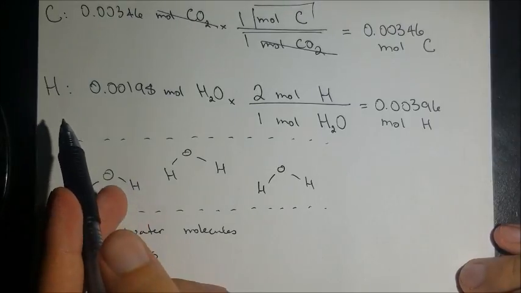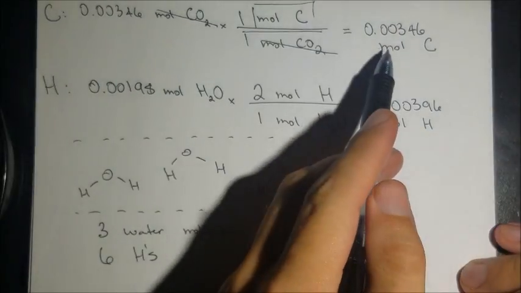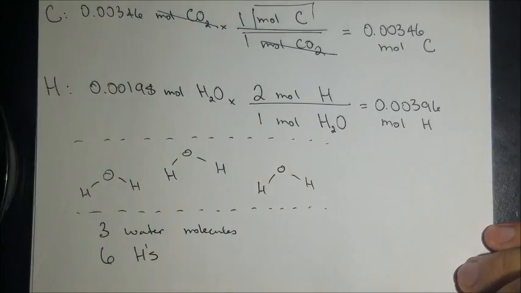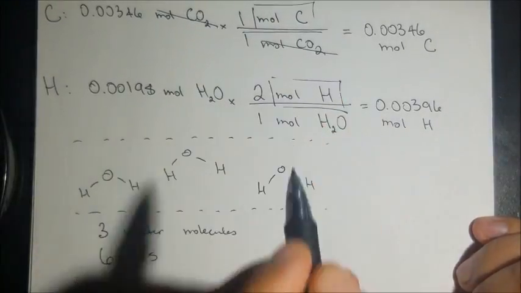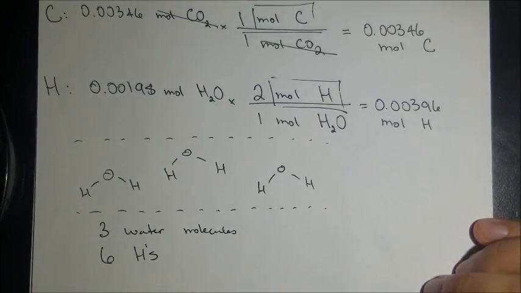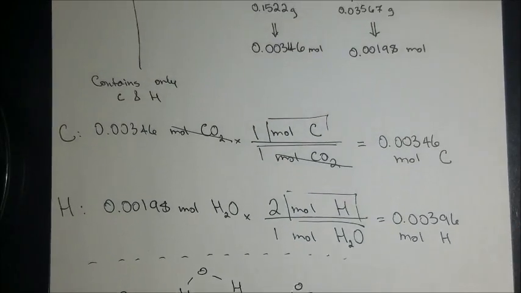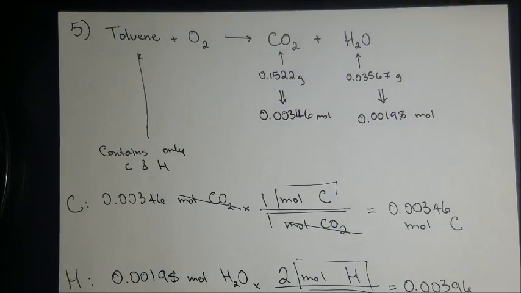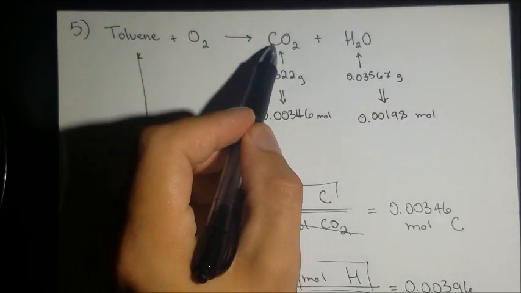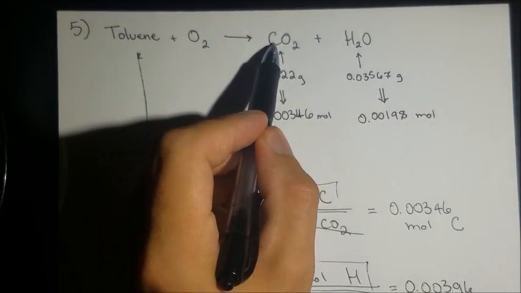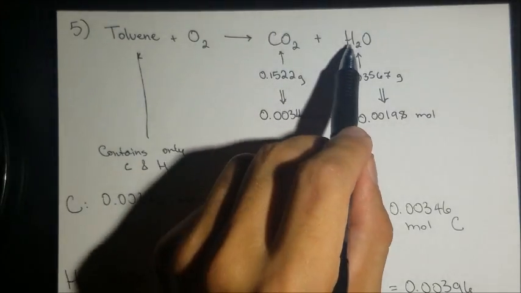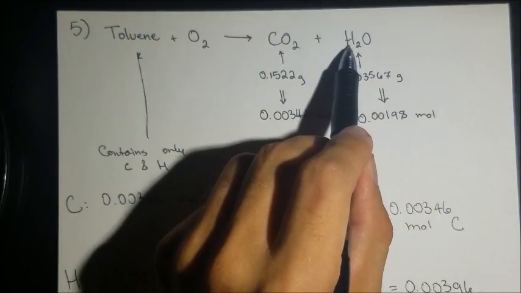Anyway, so here I have now the number of moles of carbon, and I have the number of moles of hydrogen that I have from my products. Okay, so moles of carbon and moles of hydrogen. Okay, so what do we do with these numbers? Well, let me bring you back to the chemical equation. We now know how much elemental carbon we produced in the products, and we know the amount of elemental hydrogen that was produced in the products.